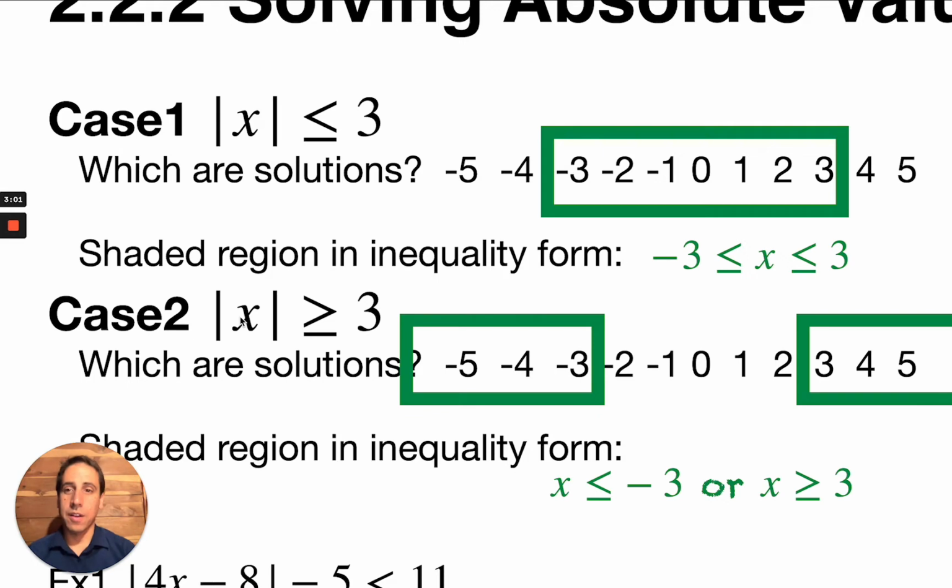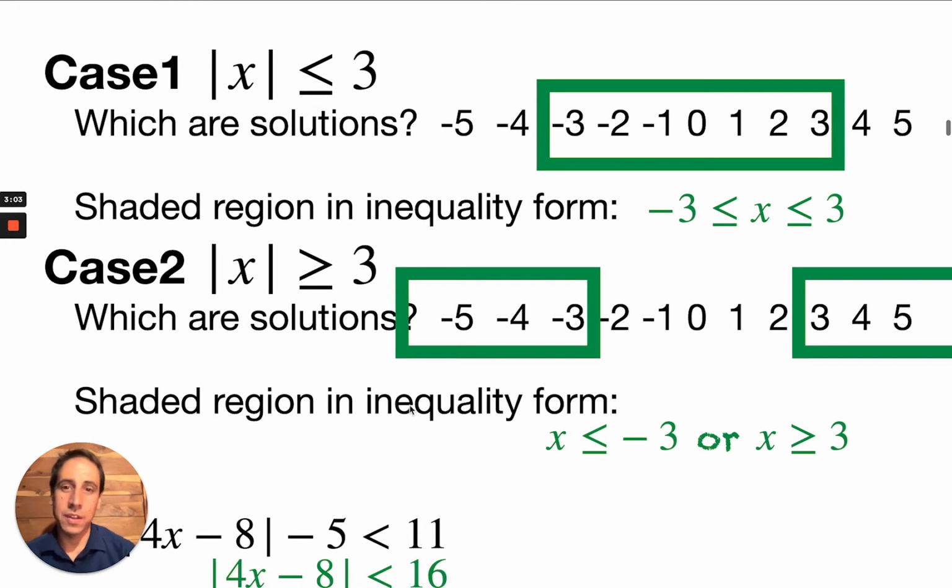If you do a shaded region of the inequality on a number line, you would have a closed dot, sometimes open dot, but in this case closed dot at negative 3 and closed dot at positive 3, and you don't shade in the middle, you would actually shade on the outsides. Do that with me right now. This is case 2. Case 1, case 2, shade on the outsides. All right, so that's what we have to know.